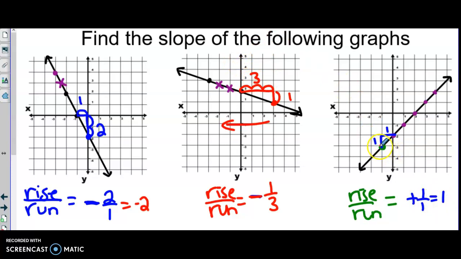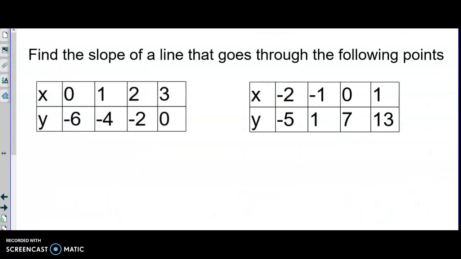But let's say that you use this bottom point and then you use this point. That's fine too. You rise up 1, 2, 3, 4, 5 spaces, and then you run over 1, 2, 3, 4, 5 spaces. And if you set that up 5/5, that also reduces to 1. So when you pick your points, it doesn't matter which points you pick as long as they cross the grid and you reduce your answer. All right, so that's how to find slope from a graph. Remember, you always rise up before you run over.